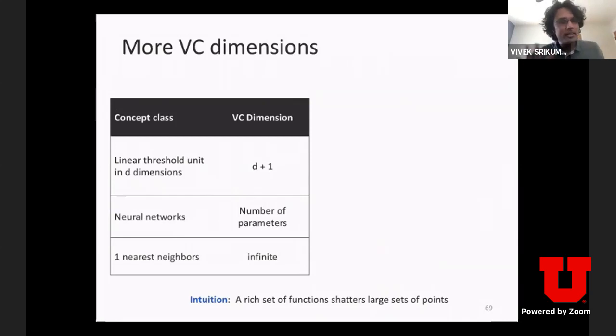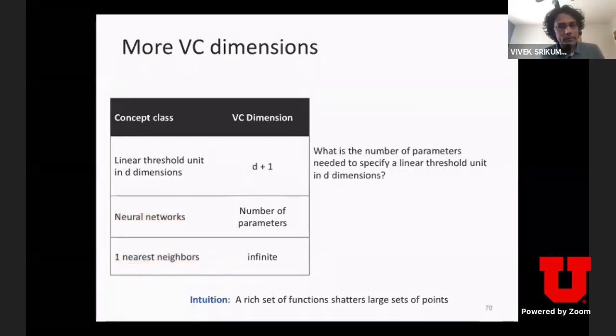For neural networks, we've not seen them yet, but I'll just tell you the result so that when we eventually encounter them, you can come back to this. For neural networks, the VC dimension is roughly the number of parameters. This is a very weak statement. It depends on a lot more things. For nearest neighbors, which might be the last classifier we'll see in the class, the VC dimension is infinite.